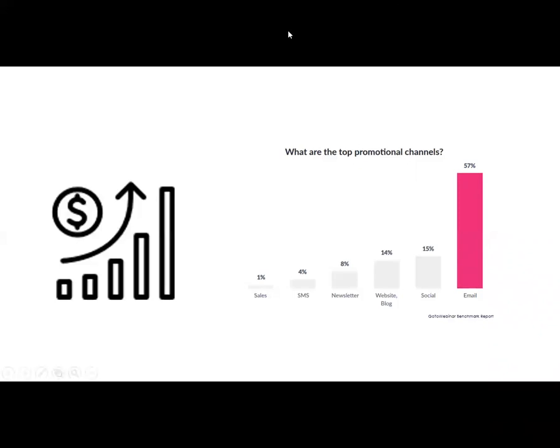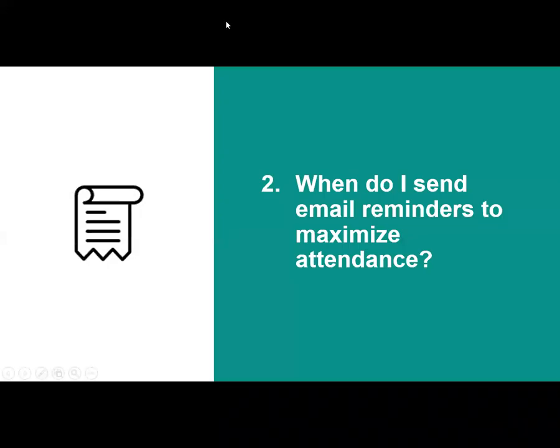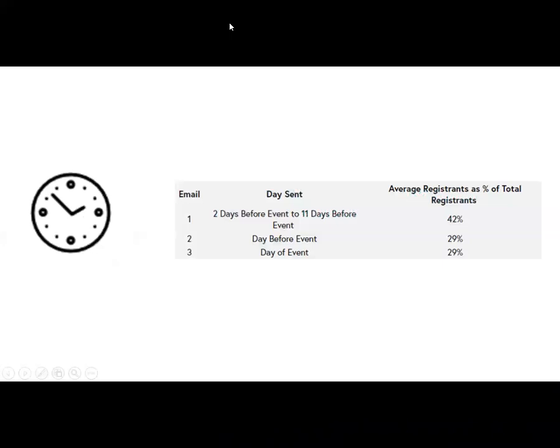So here, number 2 is: when do I send email reminders to maximize that attendance? This is another chart, and I've tested out sending reminders anywhere from 1 hour before the event starts to 11 days out before the event. We've tested all these different days of the week and different times, but as you can see here, the first email, sent 2 to 11 days before the event, accounted for 42% of total registrants.